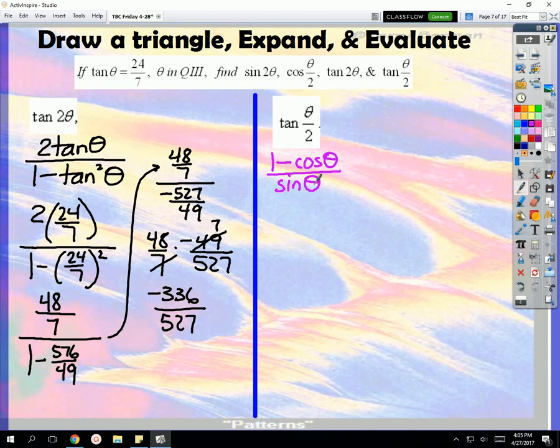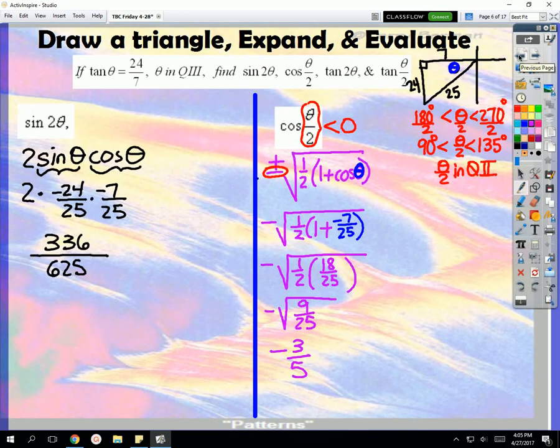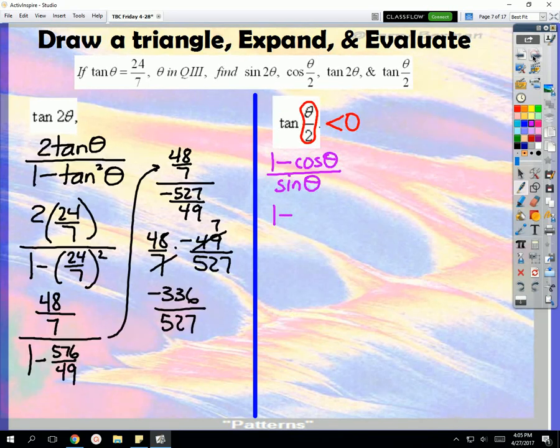Now, I can tell, again, from the previous problem, this is the same given information, so theta over 2 is in quadrant 2. So tangent of theta over 2 is going to be negative. So 1 minus cosine theta over sine theta will naturally work itself out as negative, so you don't have to make those decisions. So I'm going to say 1 minus. Now, I just did cosine theta a second ago. See here in blue? Cosine of theta is negative 7/25. So 1 minus negative 7/25.